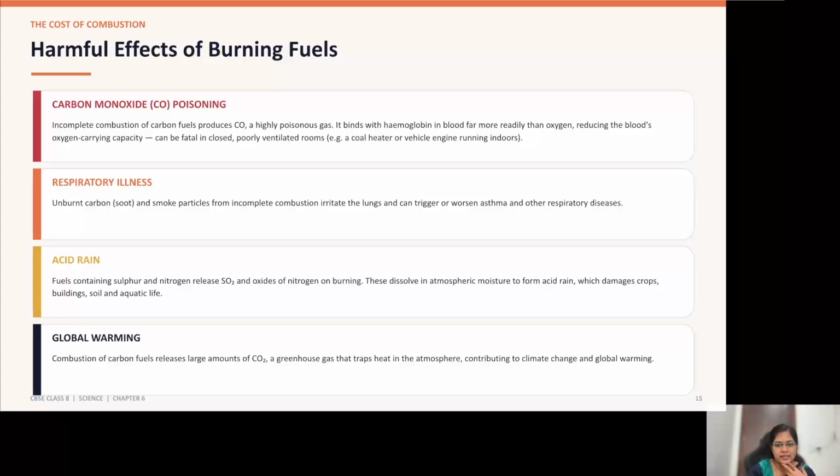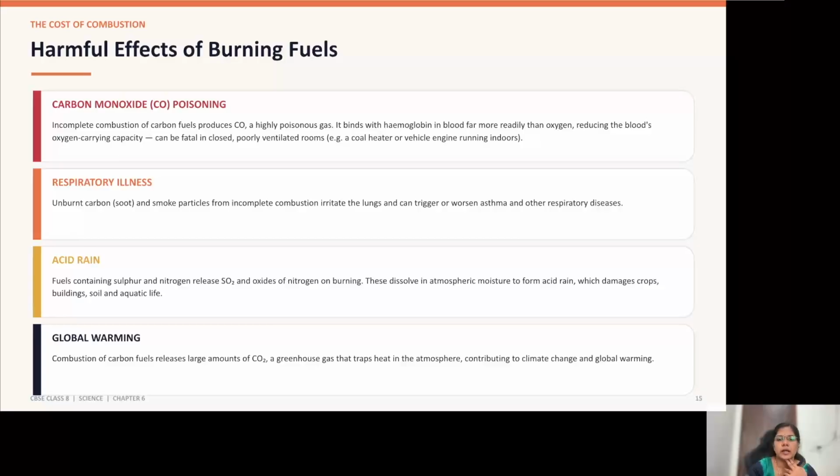Next one is acid rain. Acid rain forms when sulfur dioxide combines with water vapor, and it corrodes historic monuments and buildings. You know, right? The Taj Mahal should be protected. But if this pollution increases, there will be more acid rain, and it can even damage soil fertility and freshwater ecosystems.